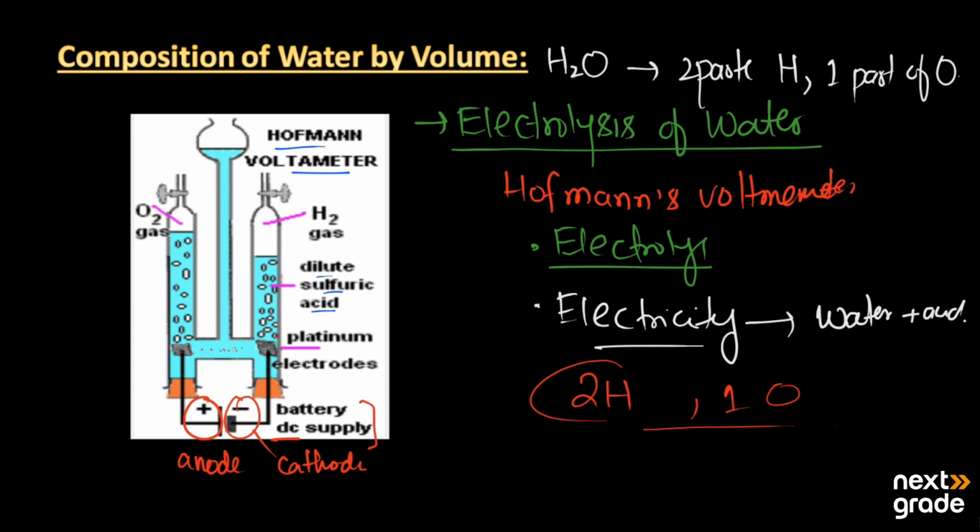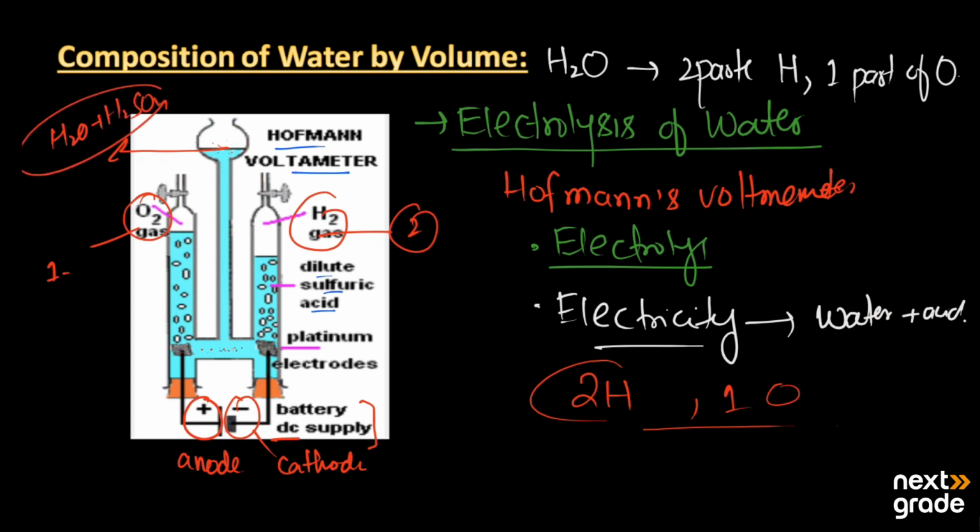What we see is that it produces oxygen gas and hydrogen gas. Here the volume of oxygen is 1, and double the volume of hydrogen is produced. In this we take the solution of water plus sulfuric acid, and when the current starts to pass, it produces oxygen gas and hydrogen gas. So this is the composition of water by volume.